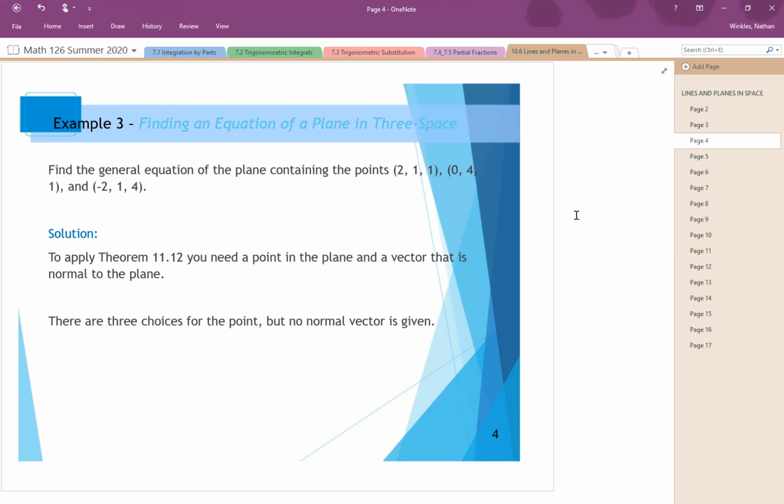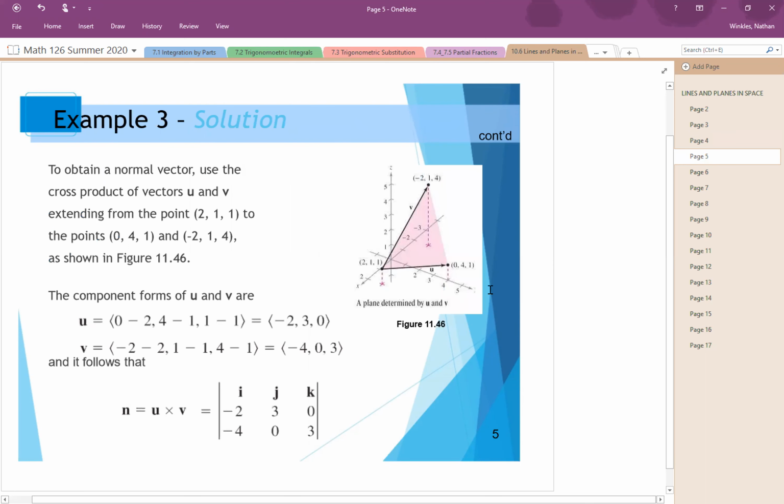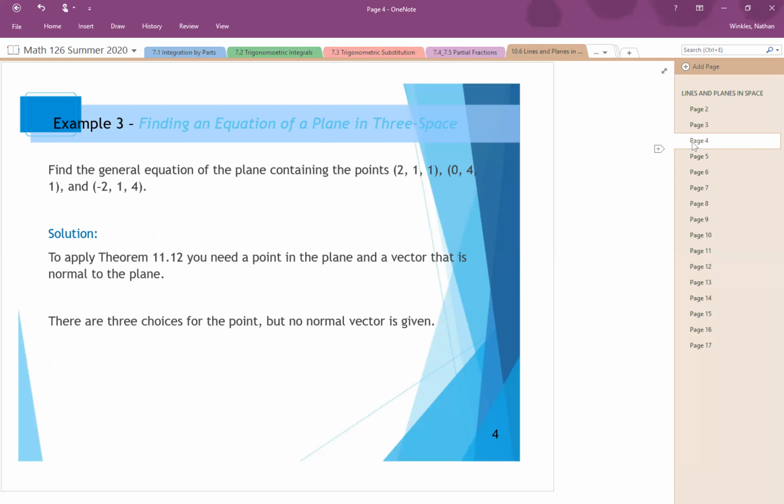There are three choices for the point because we were given three points here, but no normal vector is given. That means we're going to have to create our normal vector. To obtain a normal vector, we want to use the cross product of vectors u and v extending from the point (2, 1, 1) to the points (0, 4, 1) and (-2, 1, 4). So if we go back, we're starting at (2, 1, 1) right here, and we're going to go to the other two points.